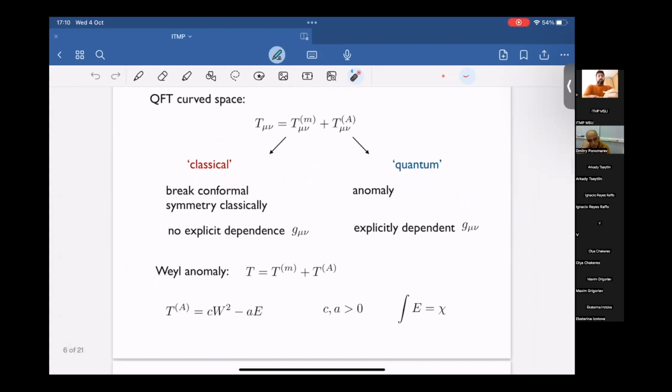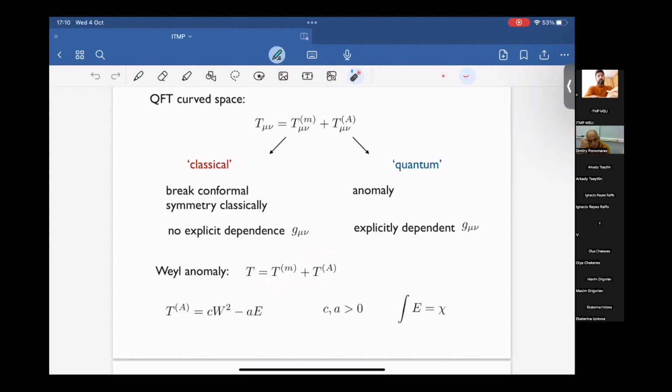So now the statement of the Weyl anomaly, or the trace or conformal anomaly in 4 dimensions, and I'm only going to talk about 4 dimensions today, is that if we consider the trace of the above object, then we're going to get 2 terms. Of course, we're going to get terms that break conformal symmetry classically, but then there's an extra contribution that is completely determined in geometric terms, and that's the trace anomaly.